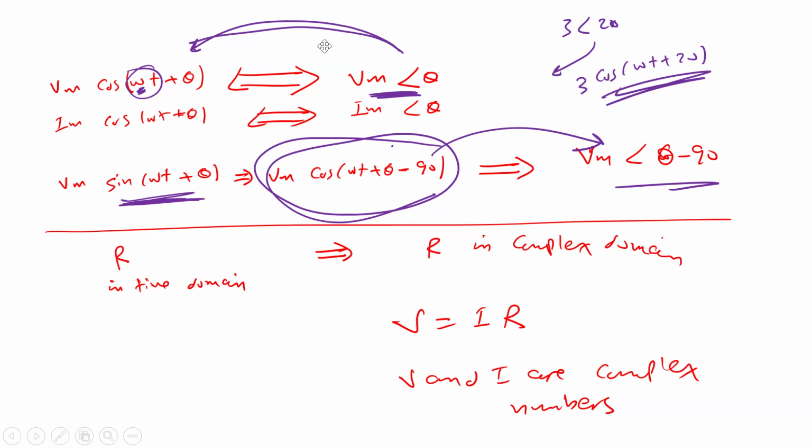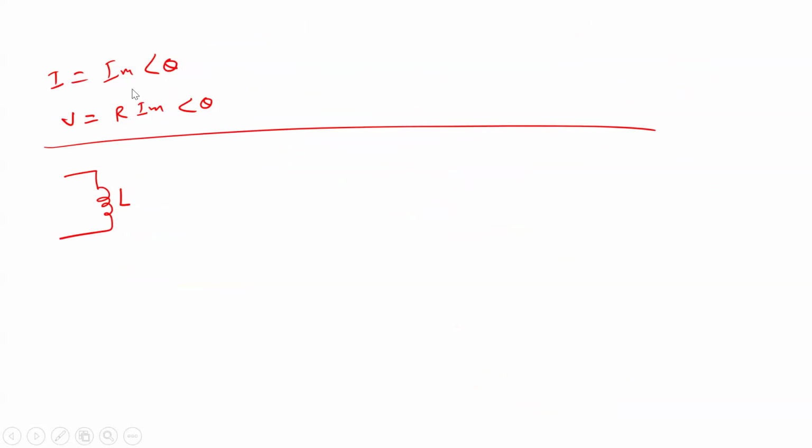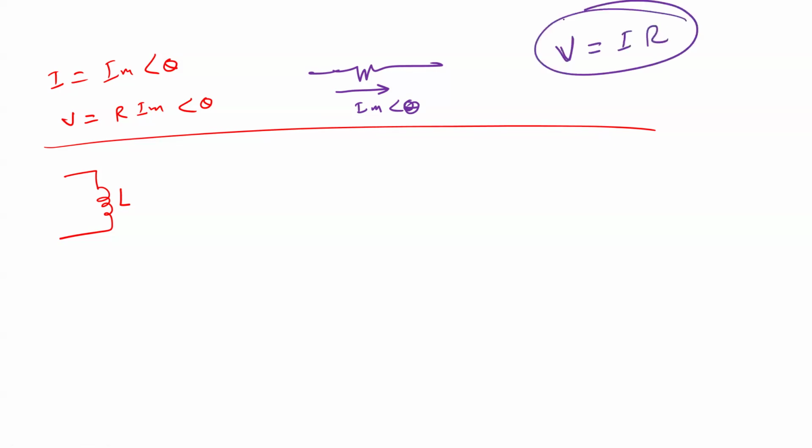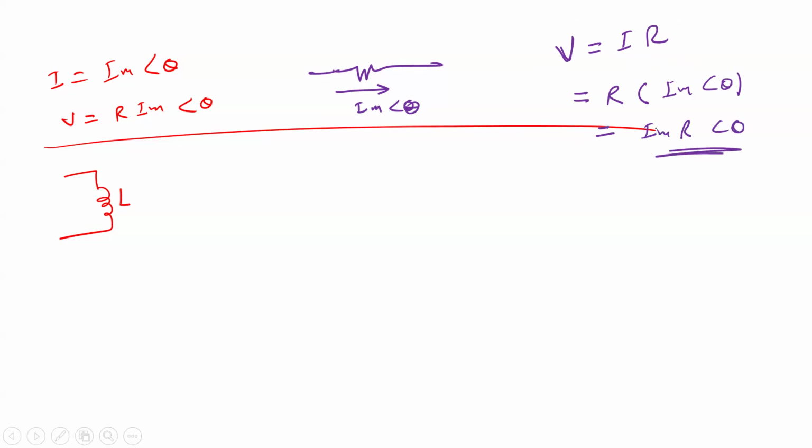So that's why in the complex domain, I can still use Ohm's law. I can say V equals IR, when V and I are complex numbers. So V here is a complex number, I is a complex number, and I'm going to multiply it by R, okay? For example, if you have a resistance and the current in this resistance, again in the complex domain, is Im with angle theta, then the voltage V equals IR, all of this in the complex domain. So it should equal R times Im with angle theta, which equals ImR with angle theta. This is a voltage. Is that okay?